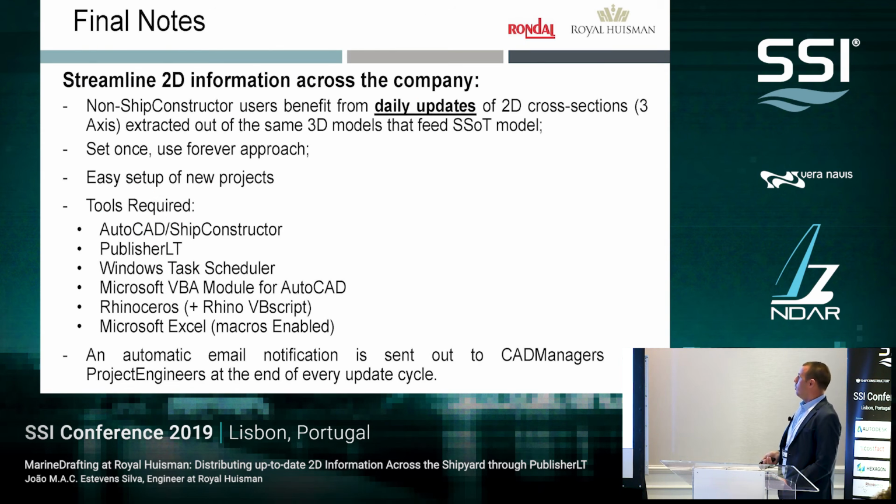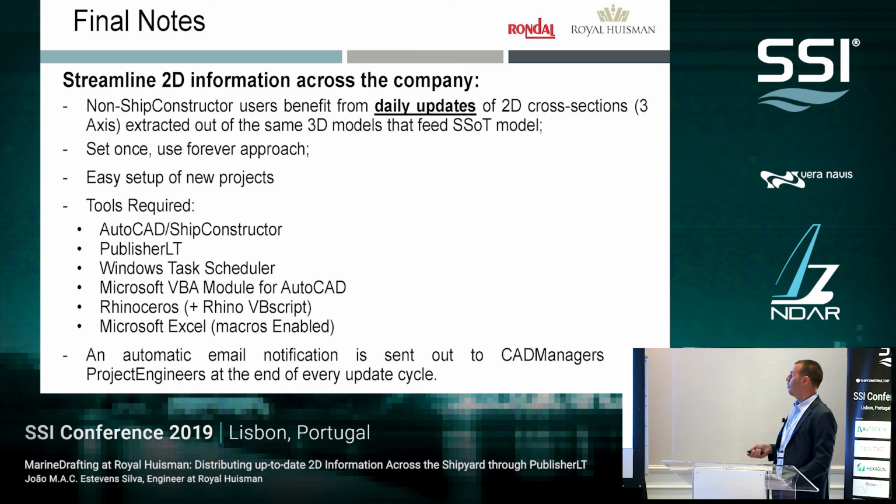So, to conclude, we streamline 2D information across the company. Non-ShipConstructor users benefit from daily updates of 2D cross-sections on 3 axes. This is set once for a project, and it's used throughout the project, and it's added if you need a frame that you didn't count initially. You can always add it, or a longitudinal. And at this time, we are actually including a way to make this diagonal or non-parallel to the UCS, so something like arbitrary. That is still being developed.